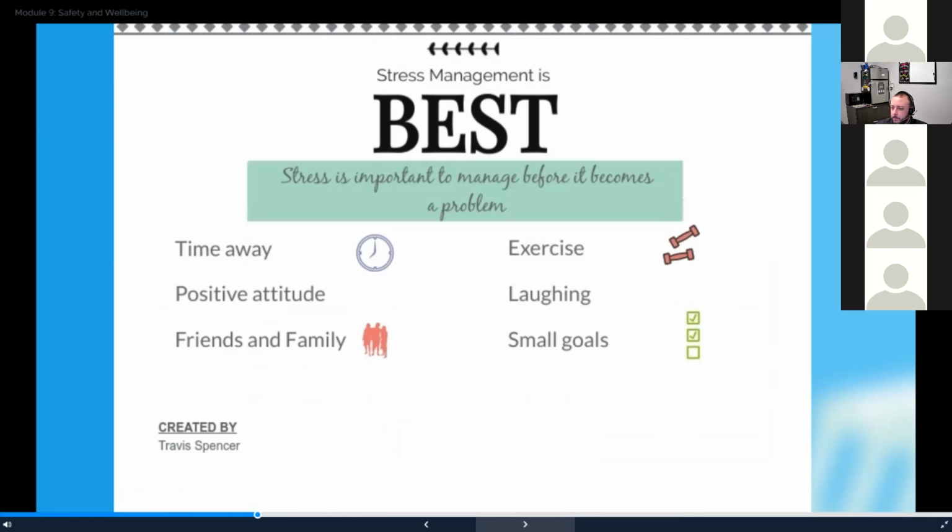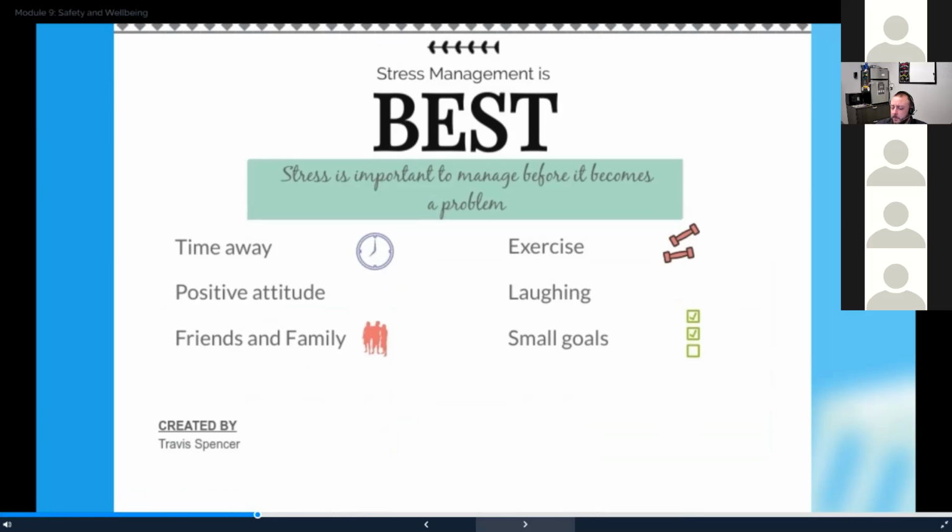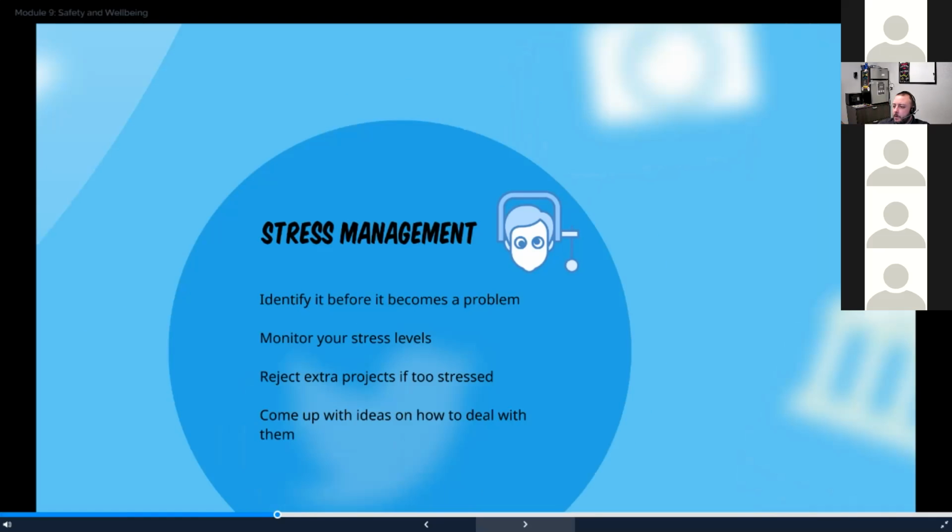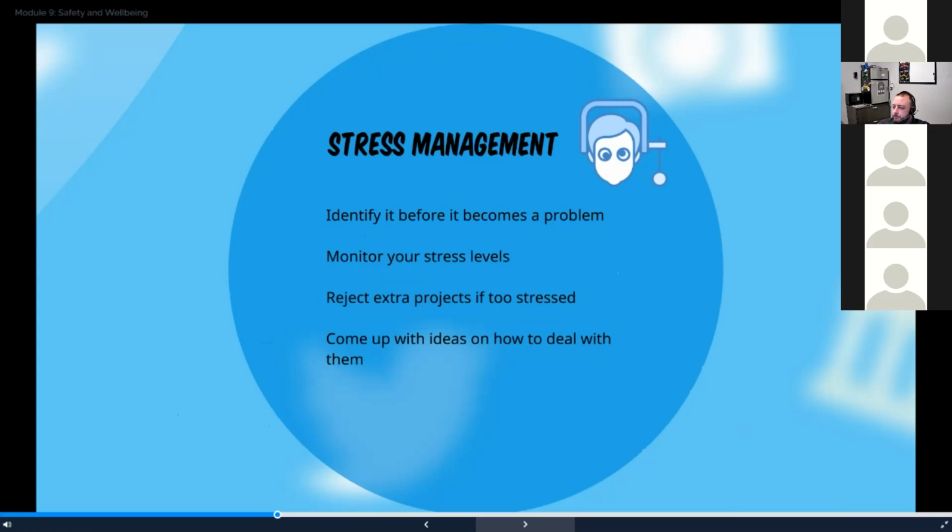Stress management is done in multiple different ways. We talked about this before, but having time away, having positive attitudes, creating small goals. Maybe taking an hour and getting a massage every month may be a way that you deal with some of your stress. And so when you start to notice those stressors happening, make sure that you find ways that you can manage it before it becomes too bad. Already covered that.